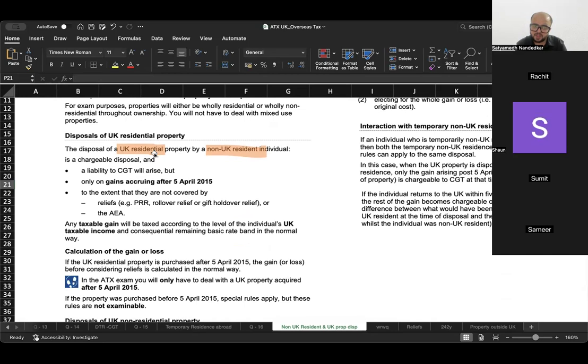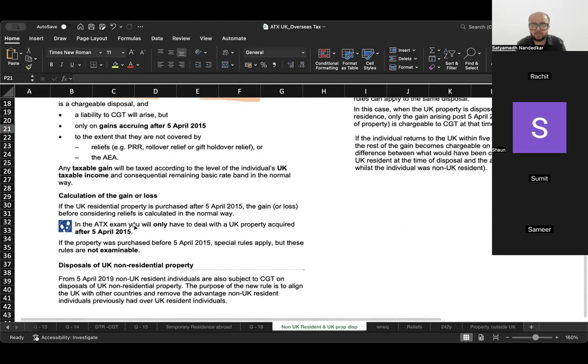Disposal of a UK residential property by a non-UK resident individual is a chargeable disposal and a liability to CGT will arise, but only on gains accruing after 5th of April 15 to the extent that they are not covered by reliefs: PRR, rollover, gift holdover and AEA. Now here there are some conditions with respect to PRR that we will study.